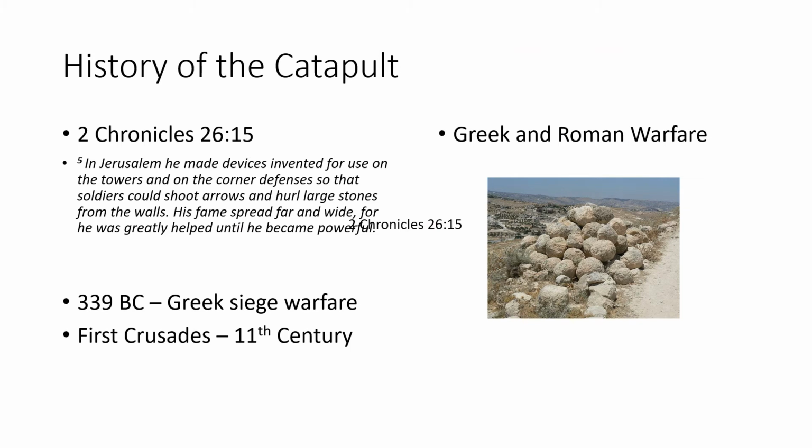The history of the catapult. We're going to be exploring a very brief history of where the catapult came from and which stages in history it would have been most influential for warfare. And the first text where we see a catapult being mentioned is actually from the Bible in 2 Chronicles chapter 26 verse 15. And this would have been when King Uzziah of Judah ordered his men to build engines and place them in towers to, quote-unquote, shoot arrows and hurl large stones from the walls.